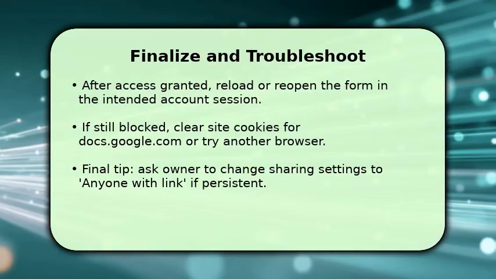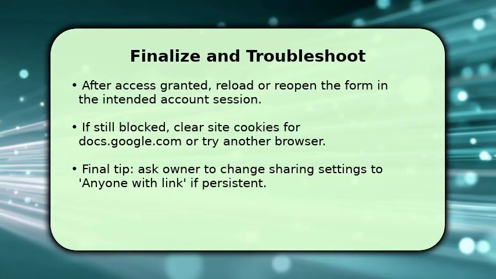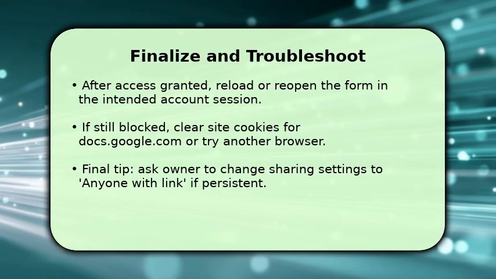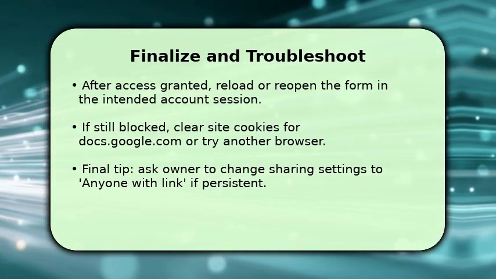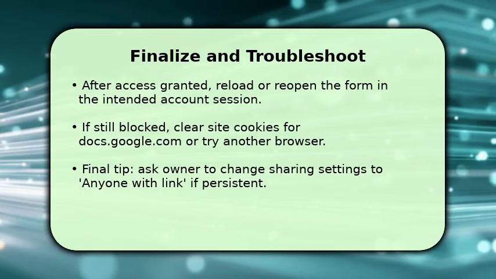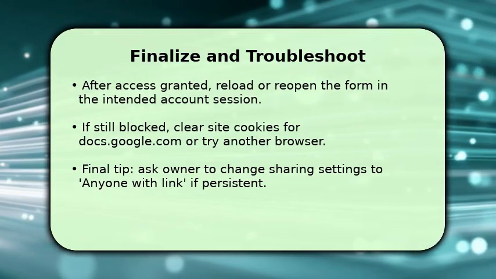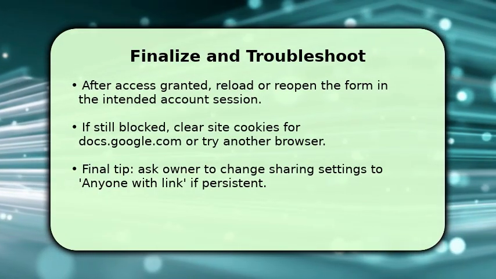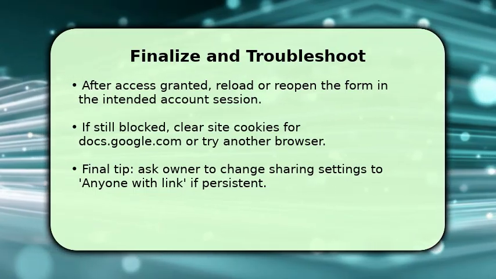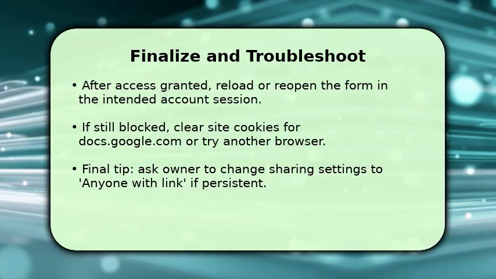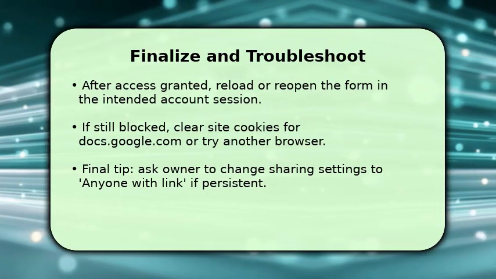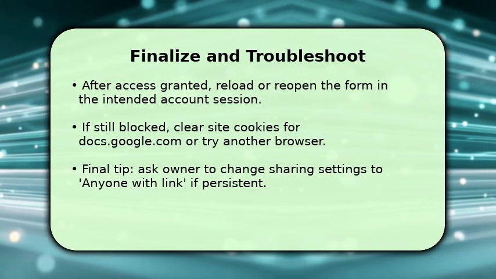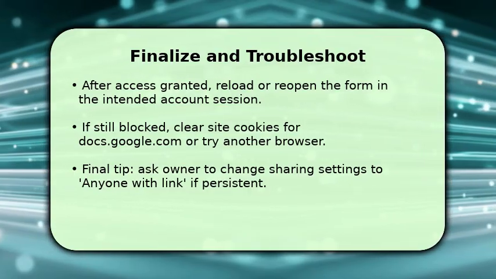Finish by ensuring you load the form in the session tied to the approved account. Sign out of other accounts if necessary, then sign back in only to the correct one and reload the form. If problems persist, clear cookies for docs.google.com or test in a different browser. Sometimes stale tokens block sign-in. As one troubleshooting tip, ask the owner to temporarily set the form sharing to anyone with the link so you can submit, and they can revert settings afterward.